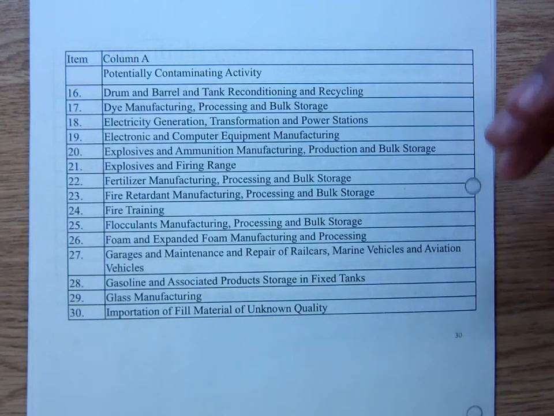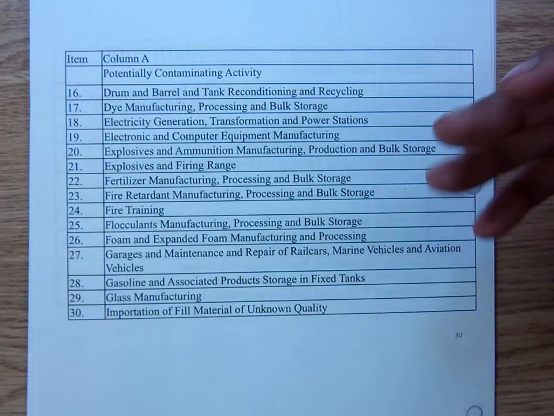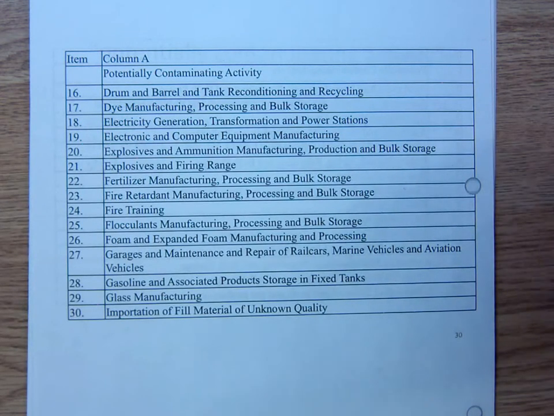Electronics and computer equipment manufacturing, explosive and ammunition manufacturing, production and bulk storage, explosives and firing range. That's also another activity. Fertilizer manufacturing. This is not agriculture, it's like fertilizer manufacturing. Fire retardants manufacturing, processing and bulk storage. Fire training. Flocculants manufacturing, processing and bulk storage.